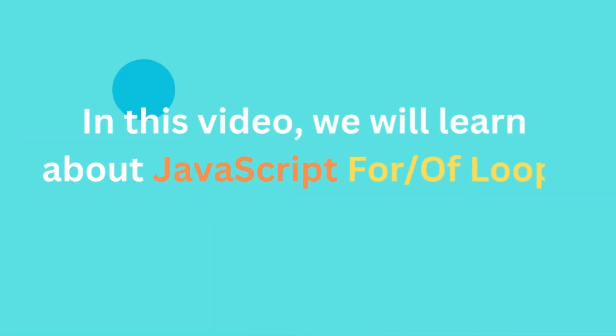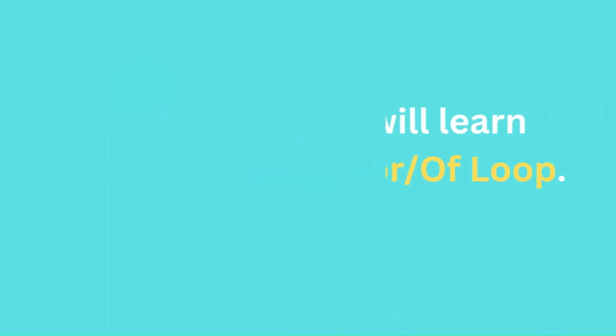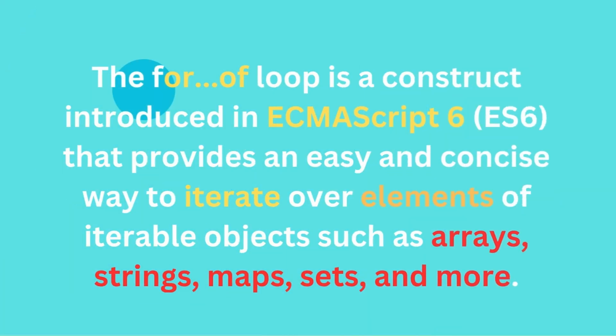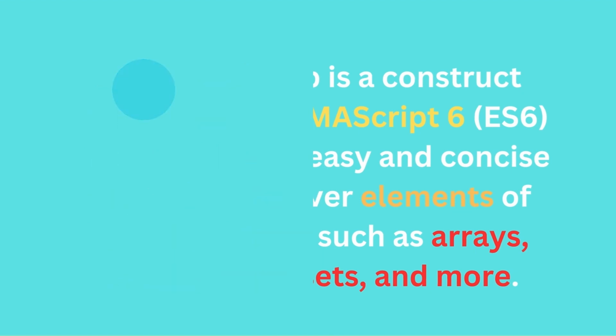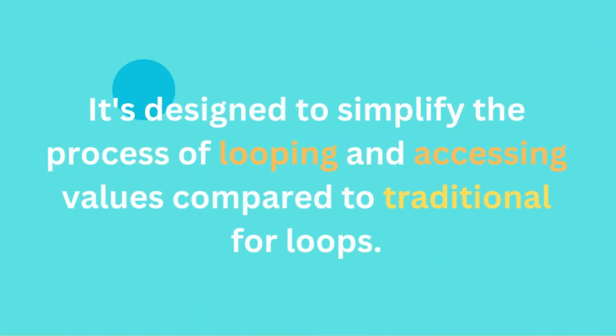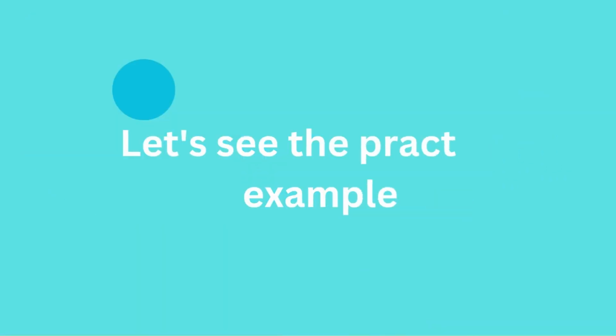In this video, we will learn about JavaScript for of loop. The for of loop is a construct introduced in ECMAScript 6 that provides an easy and concise way to iterate over elements of iterable objects such as arrays, strings, maps, sets, and more. It's designed to simplify the process of looping and accessing values compared to traditional for loops. Let's see the practical example.